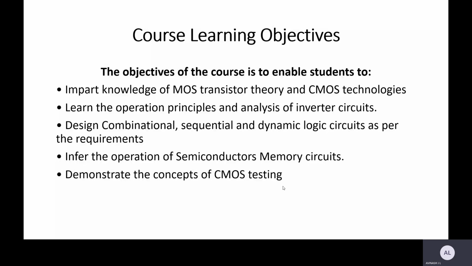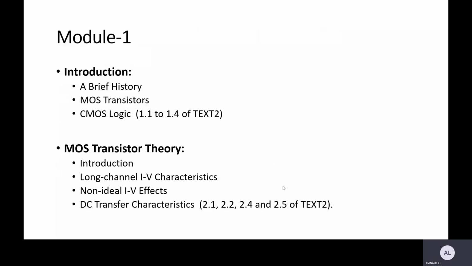Next we will come to the syllabus part of this subject. In module number 1, the introduction, we are going to discuss the brief history of MOS transistors and CMOS logic. Then we discuss the MOS transistor theory: the introduction, the long channel IV characteristics, non-ideal IV characteristics, and DC transfer characteristics.